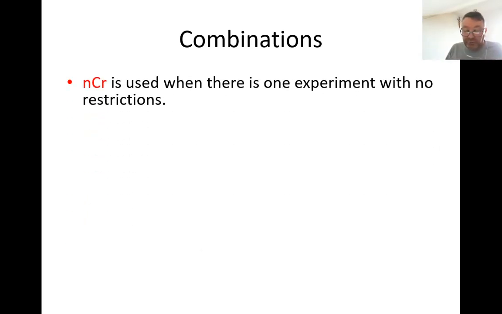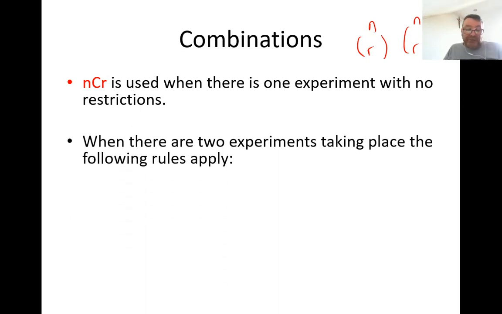NCR itself, that's what's on your calculator. We normally use it as NCR in your books like that, and it has 2 brackets. I don't really use the 2 brackets, I use 1. You'll see me write this when I'm dealing with it, yeah? Out of N, choose R. I don't finish off the brackets. In your maths book, the brackets are at the front and at the end of the N and the R. So NCR is used when there is one experiment with no restrictions.